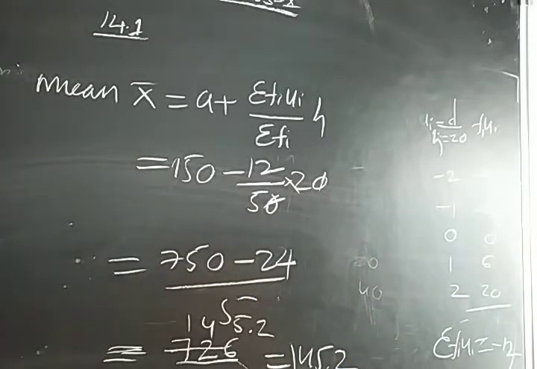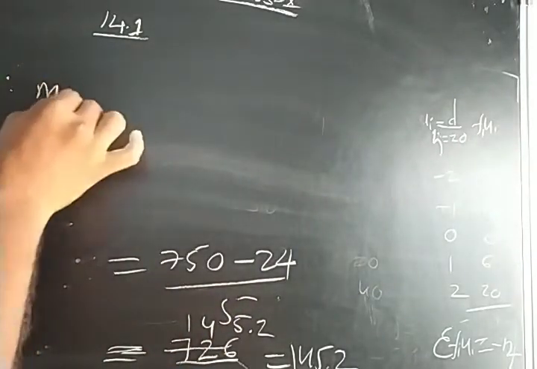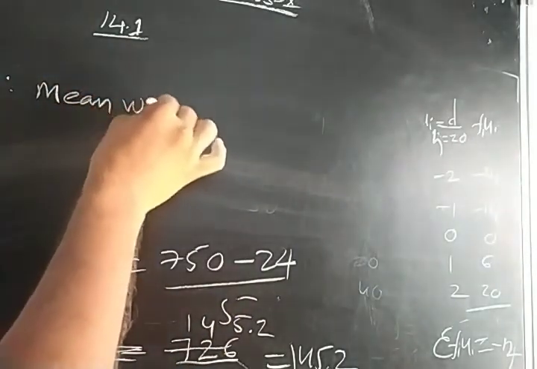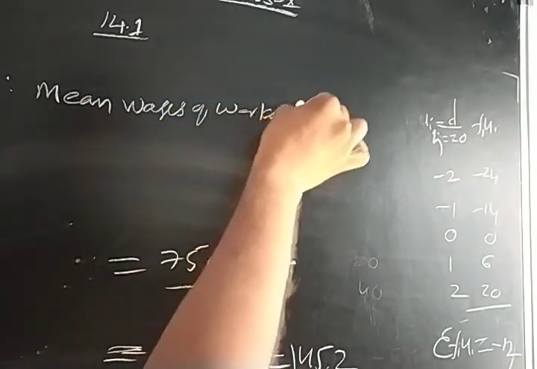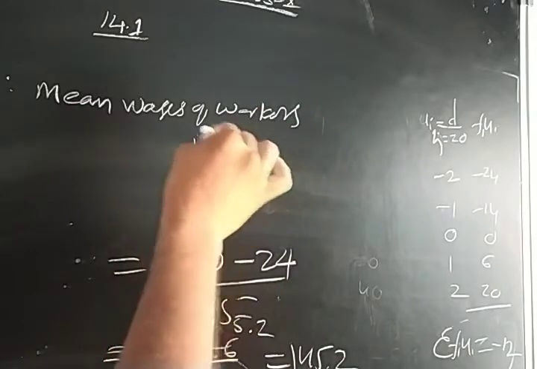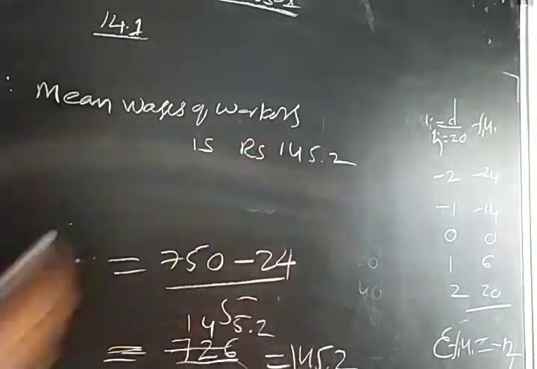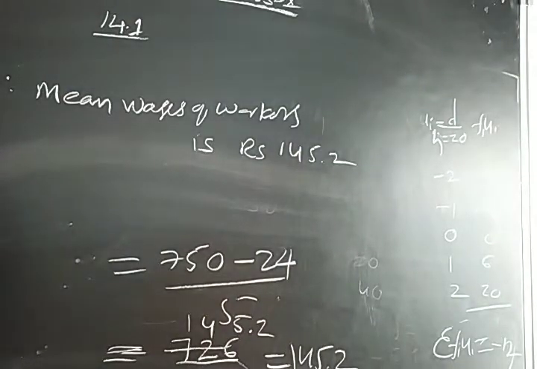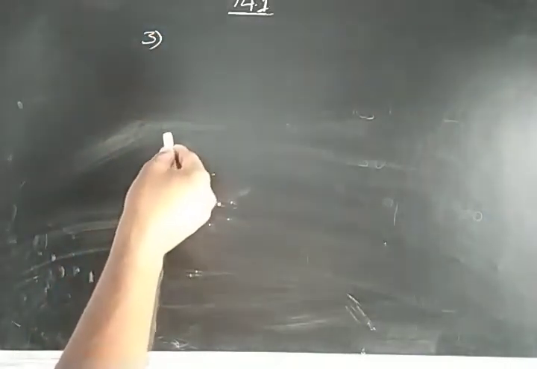Therefore the mean wages of the workers is rupees 145.2, approximately. Okay. Now problem number 3, the third problem in this exercise. The following distribution shows.